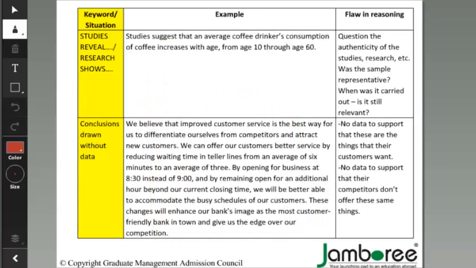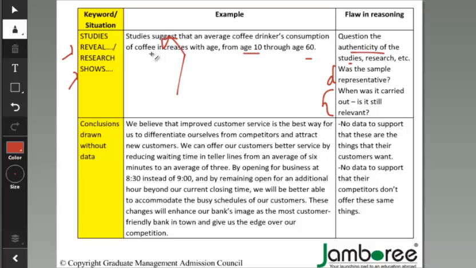Now again, this is studies reveal, research shows, or survey shows. In this case, question the authenticity of the studies. Was the sample representative? When was it carried out? Is it still relevant? So ask some of these questions. Studies suggest that on average coffee drinkers' consumption of coffee increases with age from age 10 through 60.